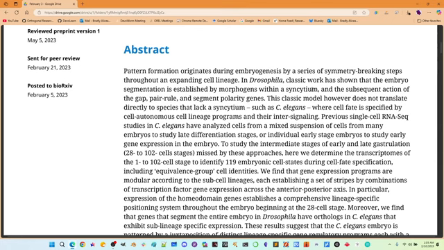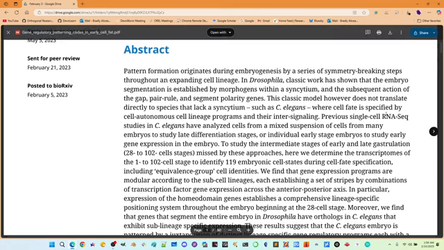This classic model, however, does not translate directly to species that lack a syncytium, such as C. elegans, where cell fate is specified by cell-autonomous cell lineage programs and their intersignaling. A lot of the work on Hox genes, gap genes, segment polarity and that sort of thing was done in Drosophila. That work applies to mammalian systems, but it does not apply to C. elegans, which is a fellow invertebrate but doesn't have the same system. So we're thinking about a different system altogether, one with a deterministic lineage tree.